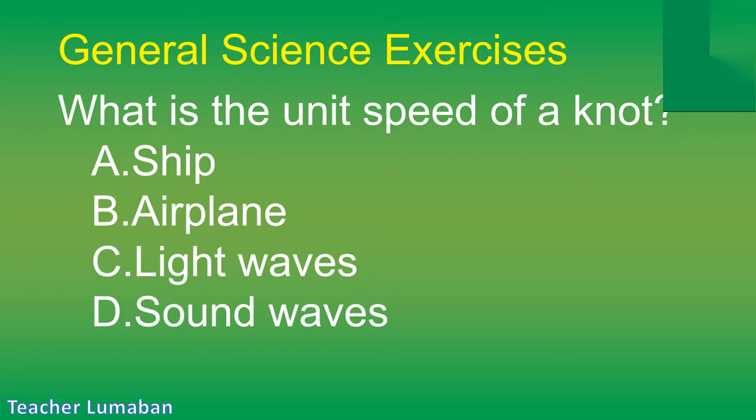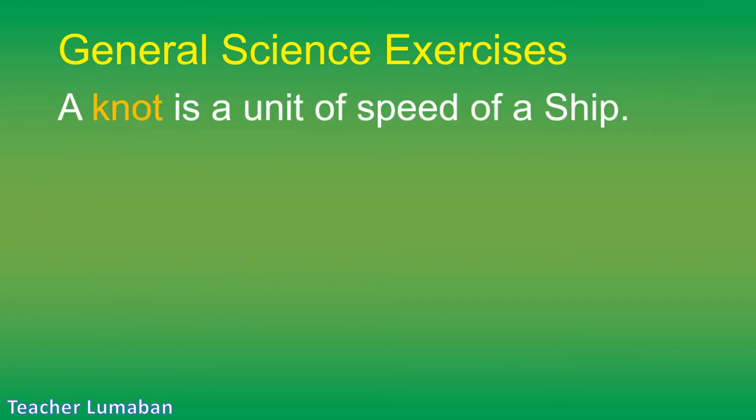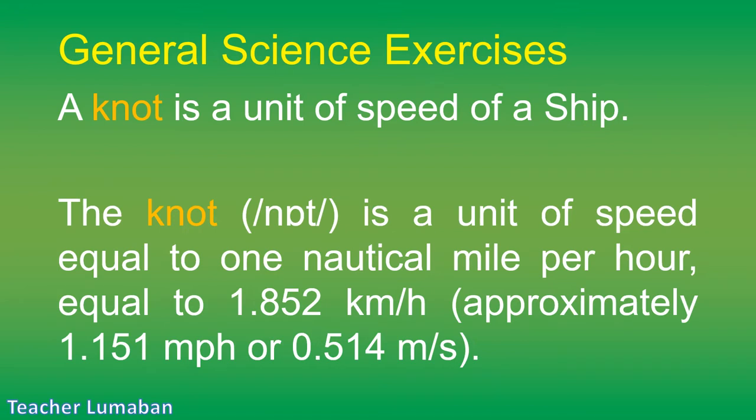The correct answer is letter A, ship. A knot is a unit of speed of a ship. The knot is a unit of speed equal to 1 nautical mile per hour, equal to 1.852 kilometers per hour, approximately 1.151 miles per hour or 0.514 m/s.